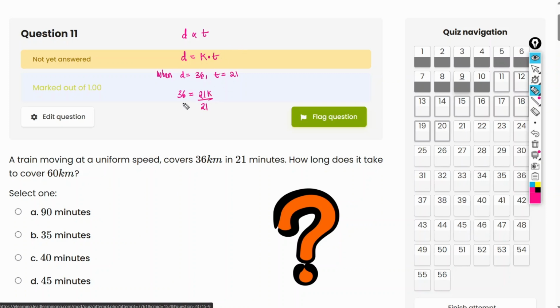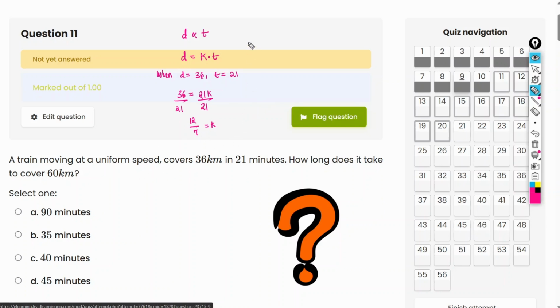If I divide both sides by 21, I would have K is equal to 9 over 7, I believe. No, that's 12 over 7, my bad. I'm dividing by 3. That's 12 over 7, all right? Now, bearing in mind, this is actually your speed, because you just divided distance by time. So again, that's just your speed, but anyway.